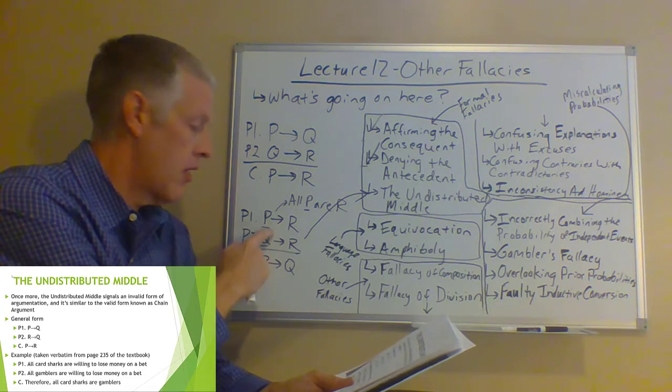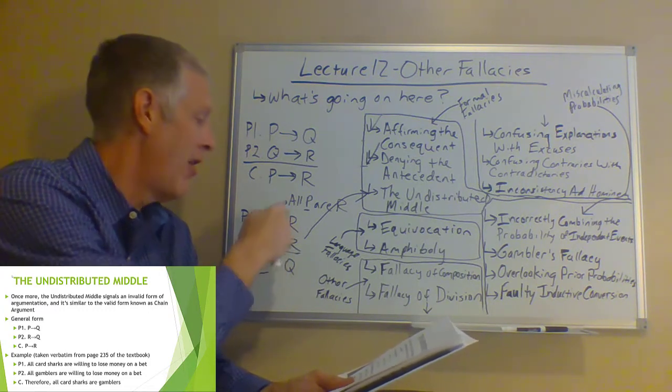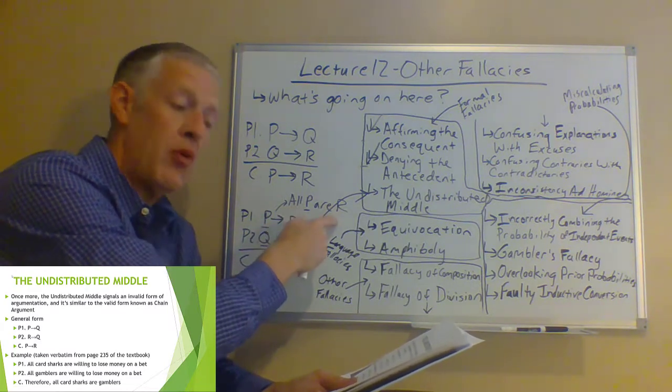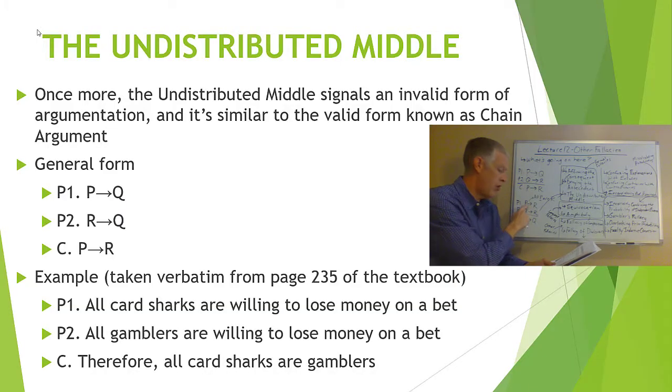So if you say if they're a card shark, they're willing to lose money on a bet, it's the same thing as saying all people who are card sharks are people who are willing to lose money on a bet. Okay, so just FYI. So premise 1: all card sharks are willing to lose money on a bet. Premise 2: all gamblers are willing to lose money on a bet. So then they want us to conclude erroneously or fallaciously that all card sharks are gamblers. Well, no, just because they both have that feature or characteristic in common doesn't mean that they're identical. And to conclude that would be a mistake.